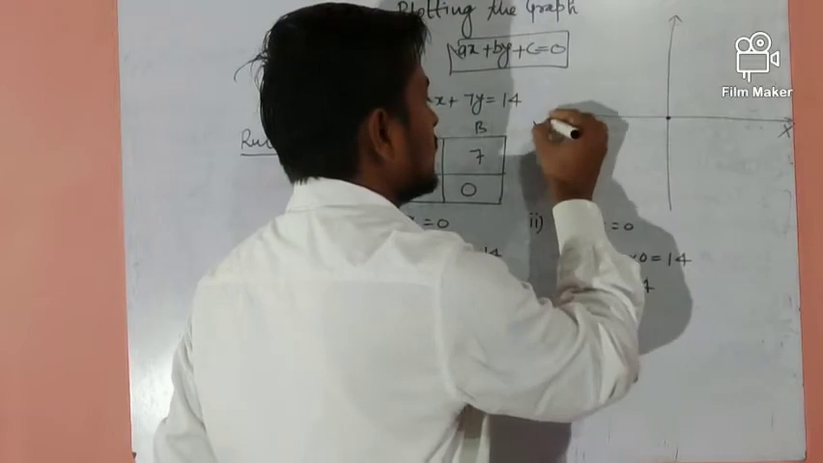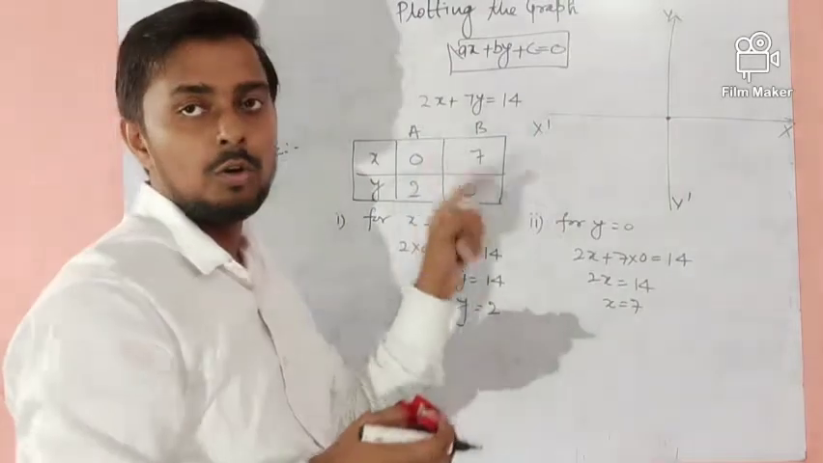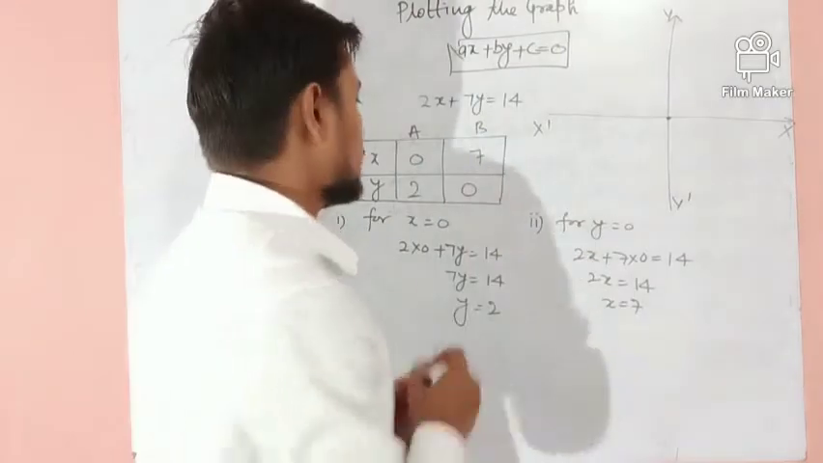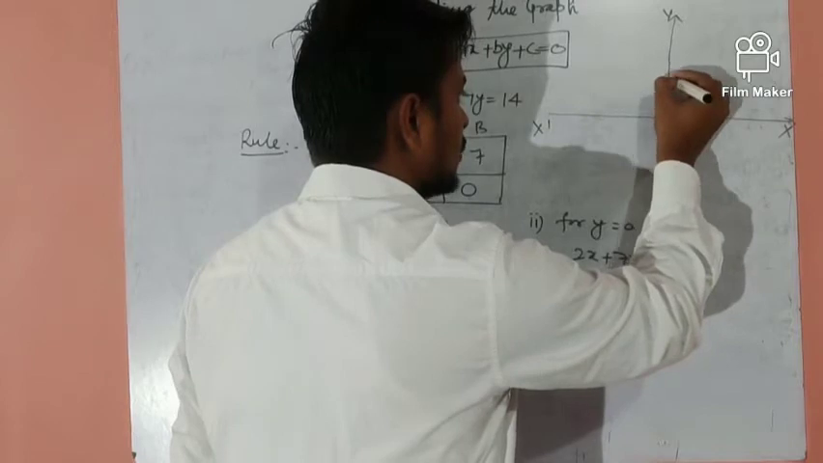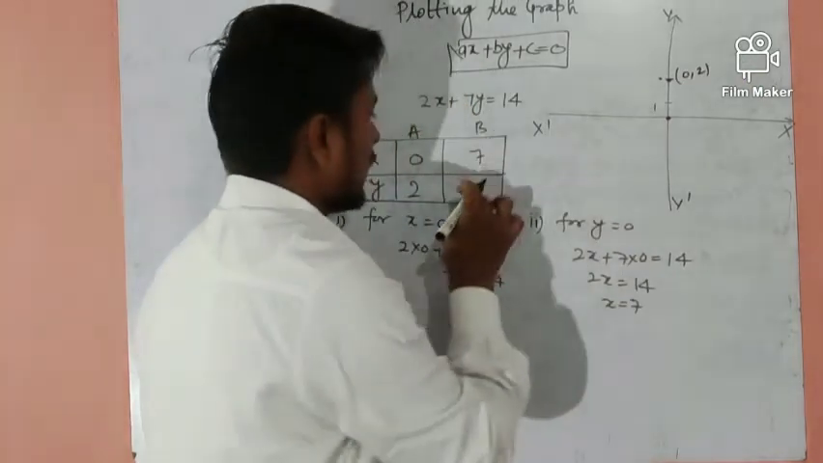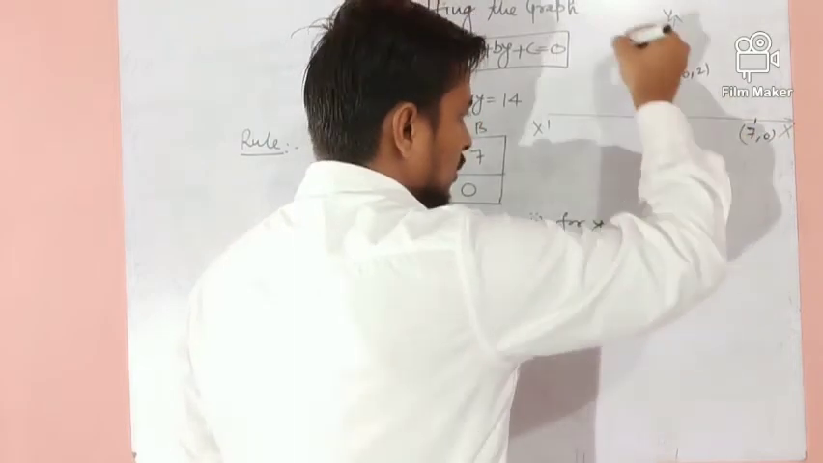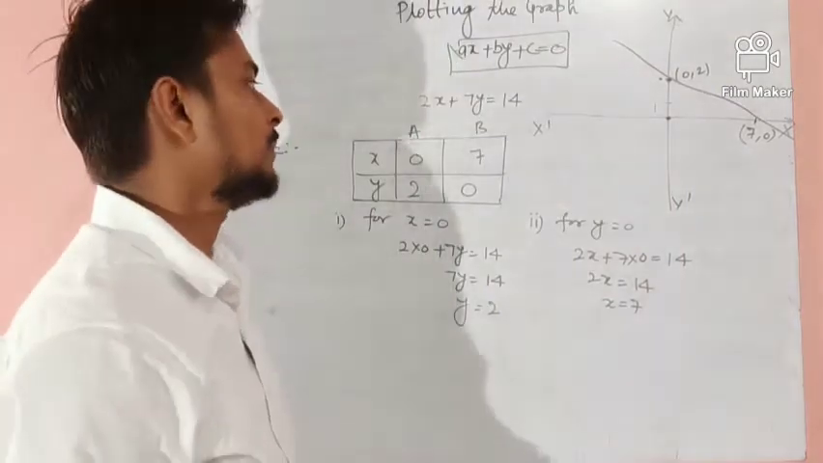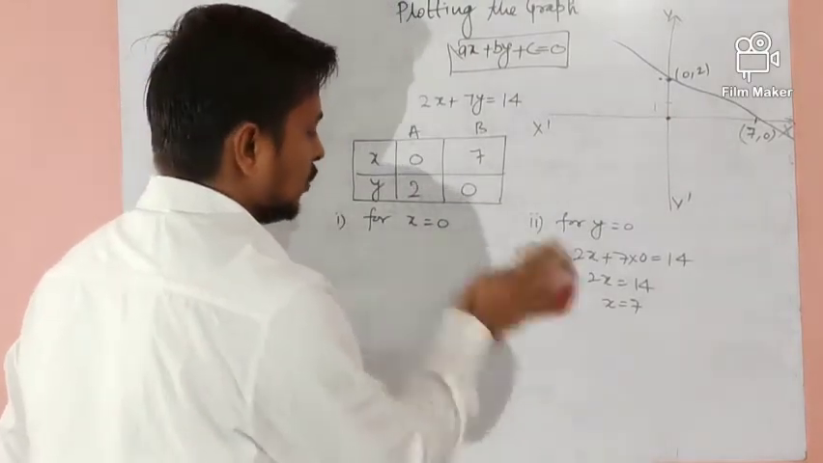So this is the x axis, this is the y axis. Now 0 comma 2: when x is 0, then the point will lie on the y axis. When y is 0, then the point will lie on the x axis. So x is 0 means 0 comma 2, 1, 2, y will be 2. And 7 comma 0, suppose here 7, so this is 7 comma 0. Now join the points to plot the line.